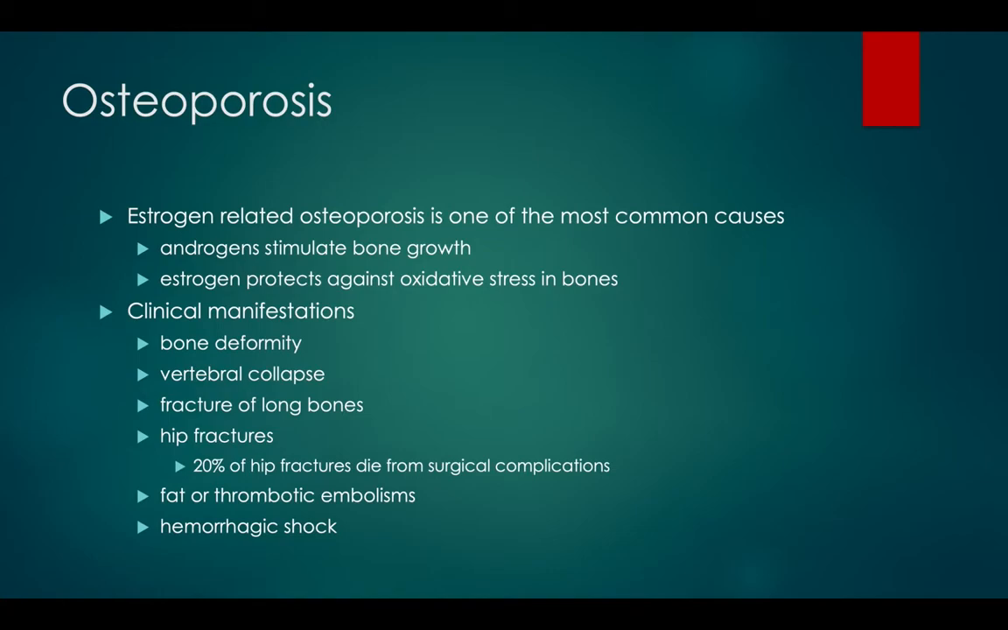Osteoporosis can also cause fractures in the long bones, such as the femur, and hip fractures. 20% of hip fracture patients die from surgical complications. Hip fractures are very, very devastating to people once they develop them. You could have someone who was very independent, living by themselves, driving, taking care of all their ADLs, and they just happen to slip and fall and get a hip fracture.